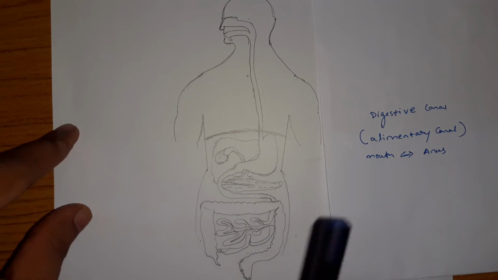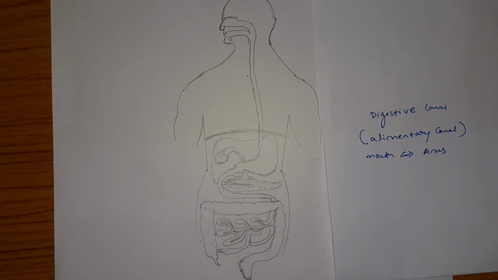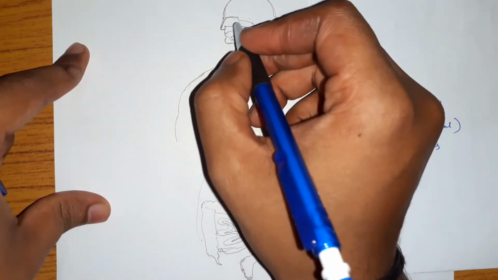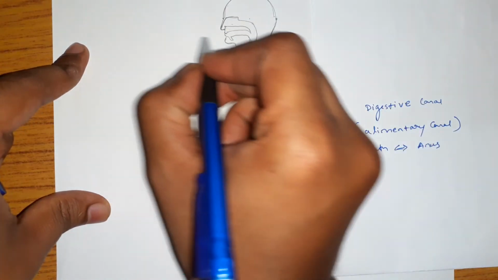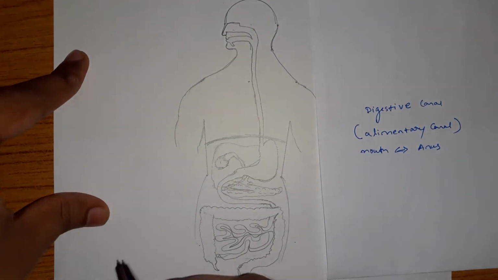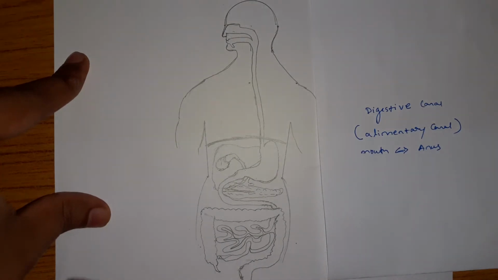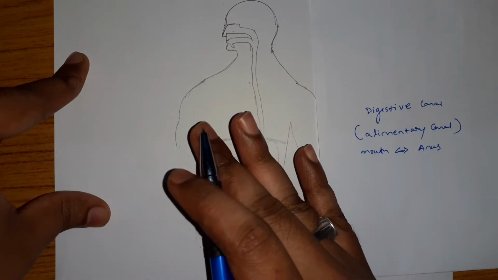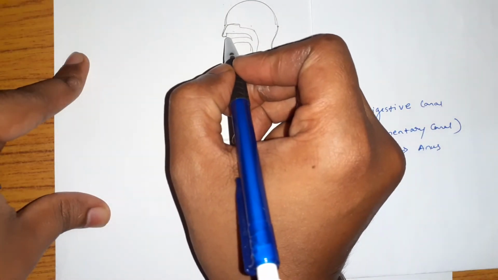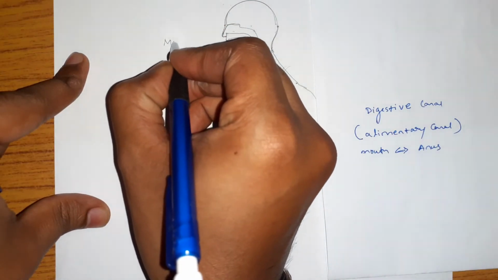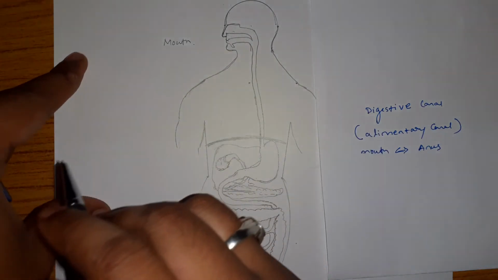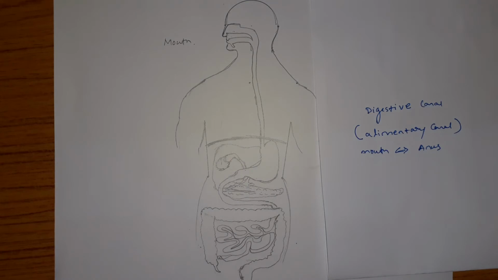The first part is the mouth. You can say mouth, and this is the first. Digestion of the food starts from here. So the first step starts from the mouth only. You can say mouth, or one more scientific name is there, buccal cavity. Buccal cavity means what? Space.